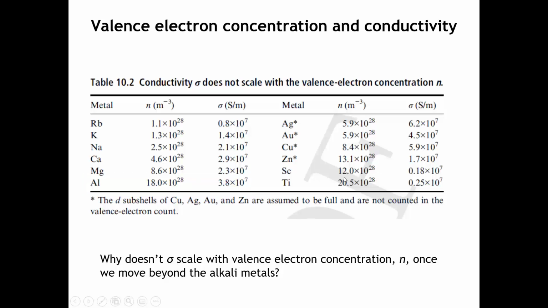And then when we go over to the transition metals, it goes all screwy. So some of them, like silver, gold, and copper, have high conductivities, even though they have only modest concentrations of valence electrons. But then when we get to things like scandium or titanium, each titanium atom having 4 valence electrons, it has a very high density of valence electrons, but yet a really low conductivity for a metal. So there's obviously something more going on than the Drude model can explain.